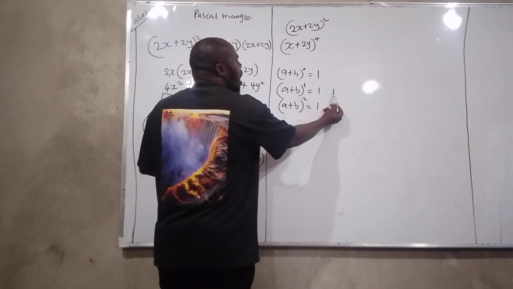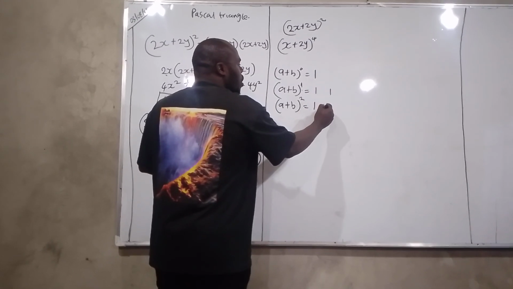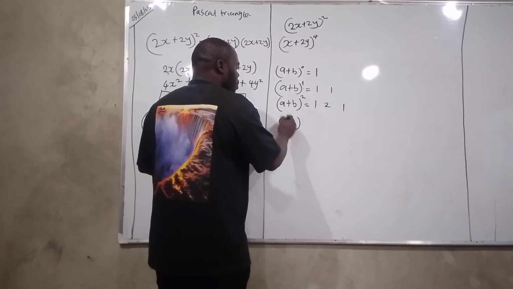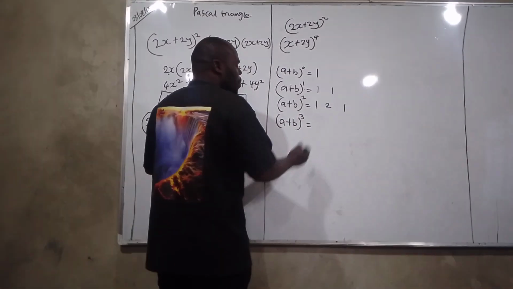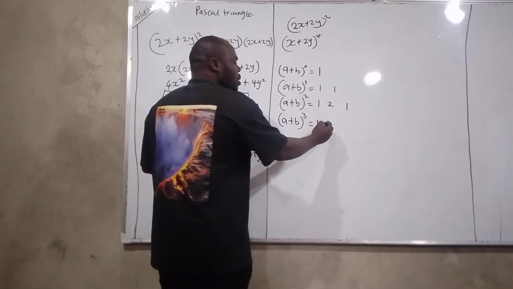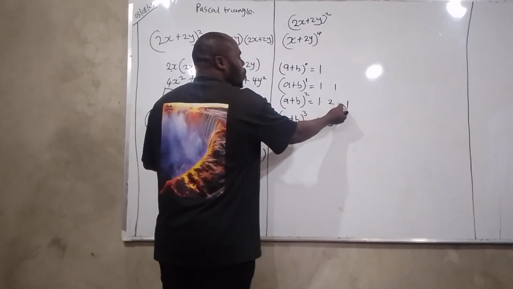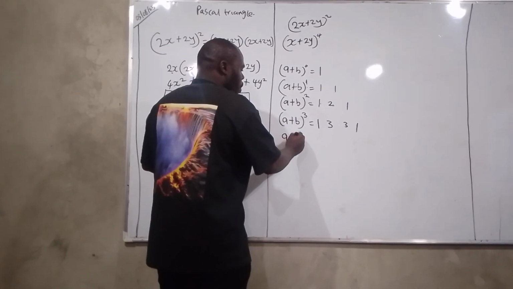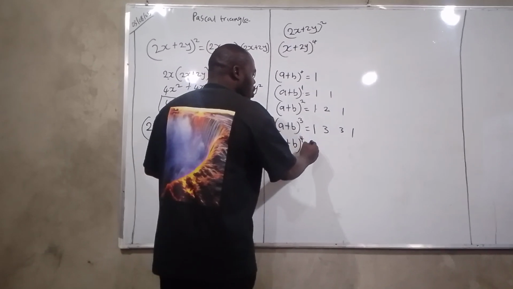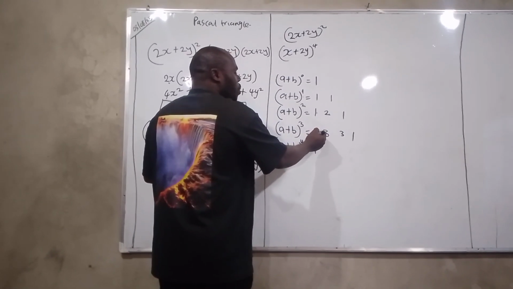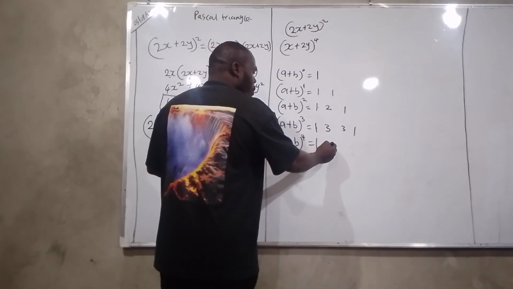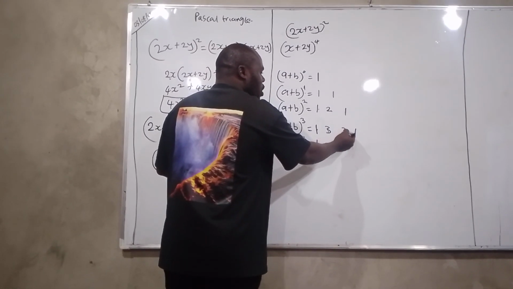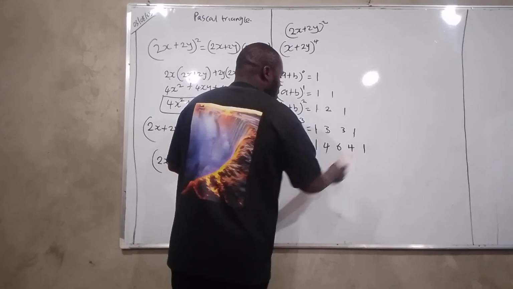So in this case, here is 1, there is 1, so it becomes 1 plus 1, 2. Here becomes 1. Now when it's raised to the power of 3, here becomes 1. 2 plus 1 is 3. 1 plus 2 is 3. This becomes 1. Coming down, raised to the power of 4, this becomes 1. 3 plus 1, 4. 3 plus 3, 6. 1 plus 3, 4. Then 1.